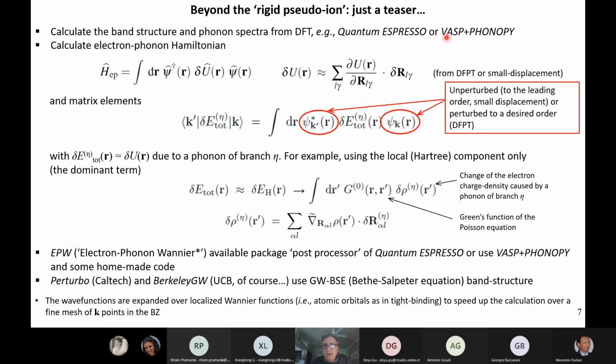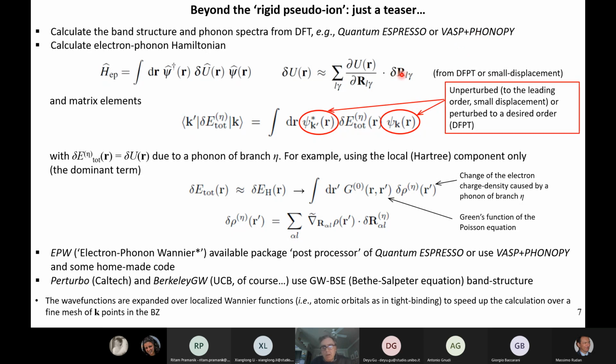You can calculate the phonon dispersions and then call this code, and it will give you matrix elements for the electron-phonon interaction. One can do it also using VASP and this program PhonoPy, which is a Python script that calculates the phonon dispersions and polarization vectors. VASP does not offer any of these extensions or post-processing tools that are available for Quantum Espresso, but you can use, for example, the small displacement method.